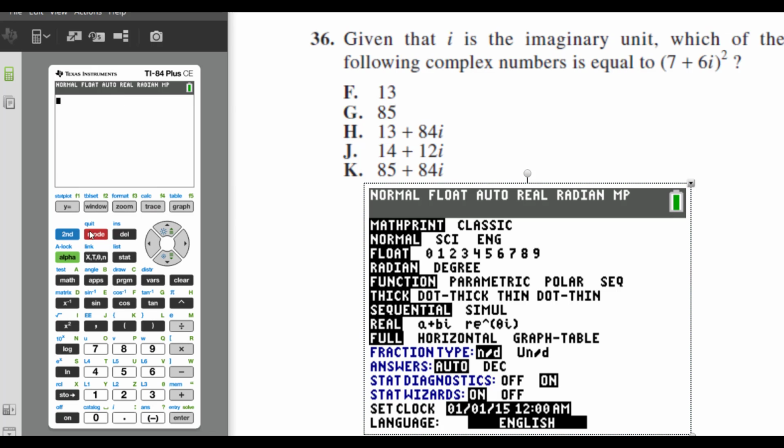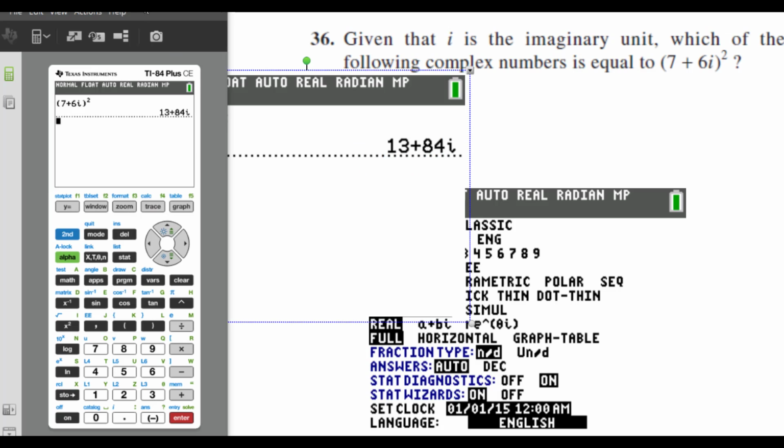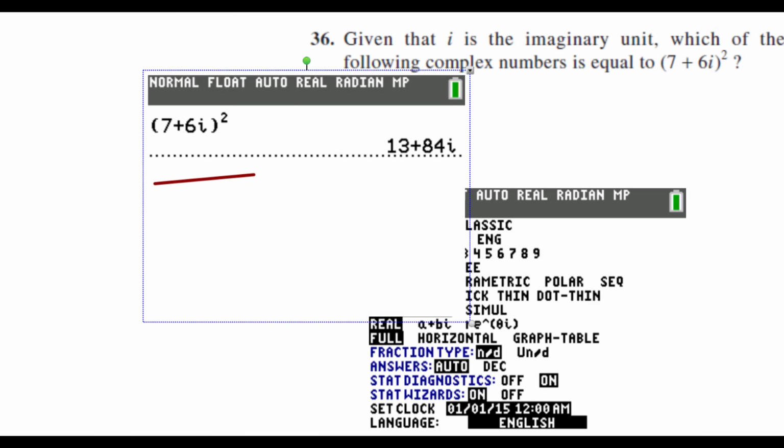So I'll go to the home screen and I'll just type in what I see there. A left parenthesis, 7 plus 6 I. I is blue above the decimal point, so that would be second decimal point to get the I for imaginary, not the letter I, not the capital I. Right parenthesis, and then the squaring key. Press enter, and answer H is the correct response.